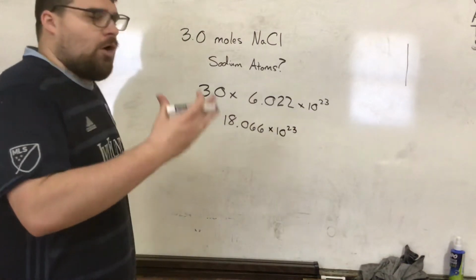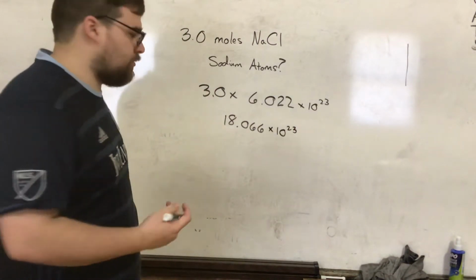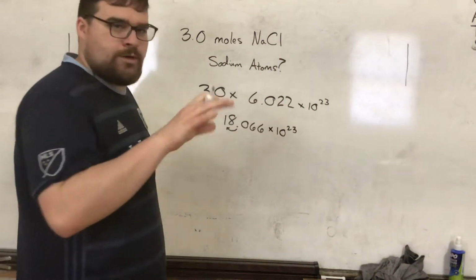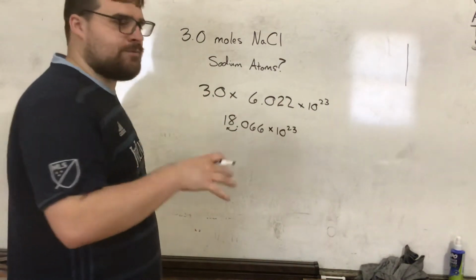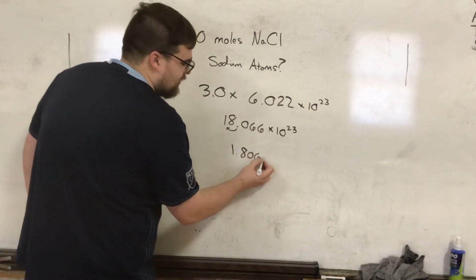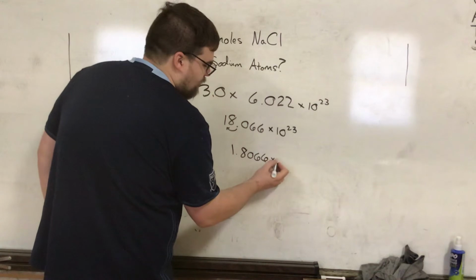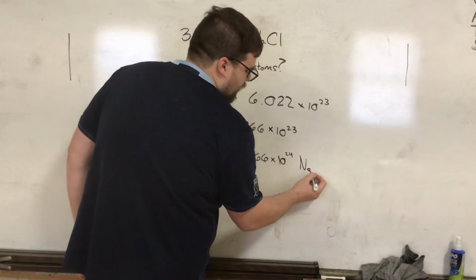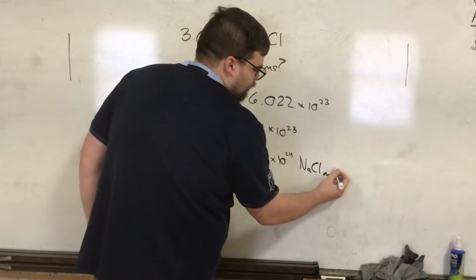I'm going to alter this number by moving that decimal place over 1 so that it's a little more properly written scientifically into 1.8066 times 10 to the 24th NaCl molecules.